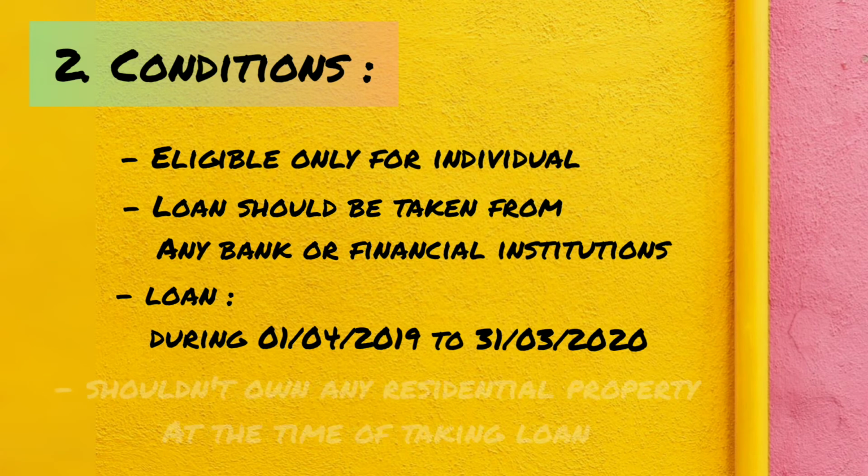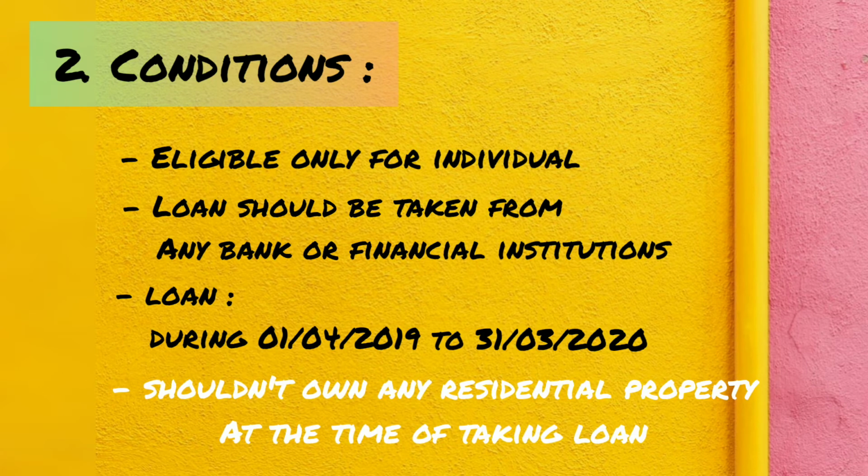Now coming to the next condition, assessee shouldn't have any own residential house property at the date of taking loan. Why? Because this deduction is for the persons who don't have any residential house property. To purchase a house property or to construct a house property at a low cost, this deduction is given. That's why at the date of taking this loan, the person, that means individual, shouldn't have any own residential house property. If he is having, then this deduction is not available for that person.